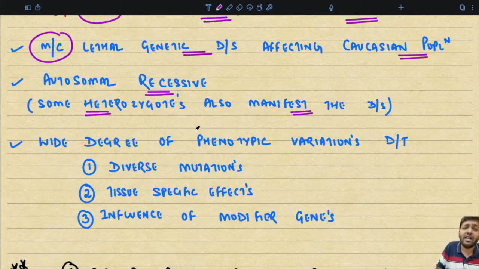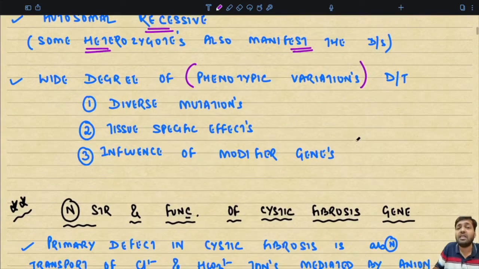And not only that, they have a wide degree of phenotypic variations. This wide degree of phenotypic variation occurs because of diverse mutations, tissue specific effects, and the influence of modifier genes. So what do you mean by a wide degree of phenotypic variation? That means the clinical features vary. They can have a lot of variations in the clinical features.